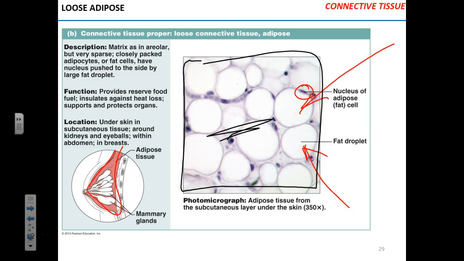What does subcutaneous mean? What do you think? Under the skin. So if you pinch your skin, you pinch the fat as well. Another type of fat is abdominal. It's the fat that surrounds your abdominal organs. Okay? And if you were to open up the belly, you would see organs covered in fat.